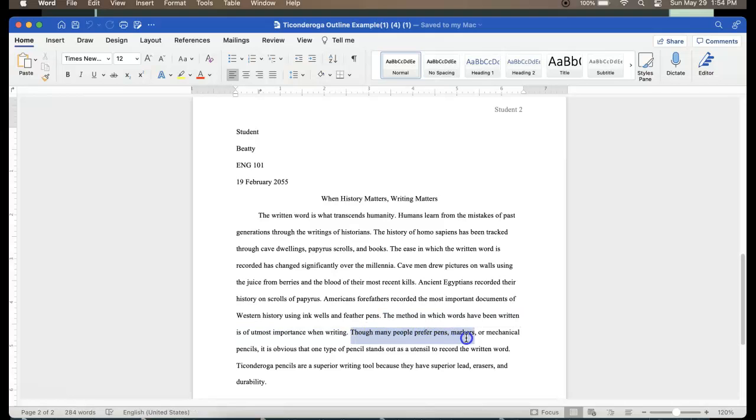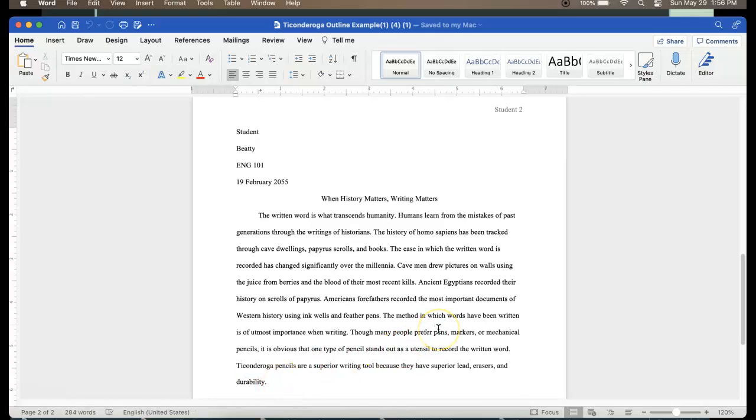Though many people prefer pens, markers, or mechanical pencils, it is obvious that one type of pencil stands out as a utensil to record the written word. So we acknowledge in this sentence that there are many types of devices that we can use to write down words, but one device stands out among the rest. And then we get it down into our thesis statement. Ticonderoga pencils are a superior writing tool because they have superior lead, erasers, and durability.